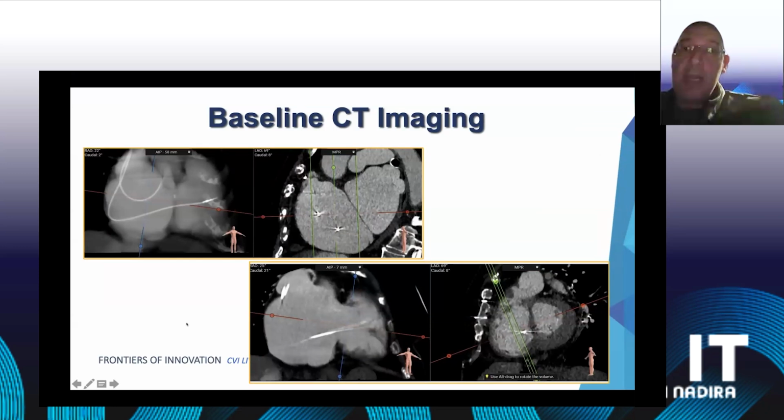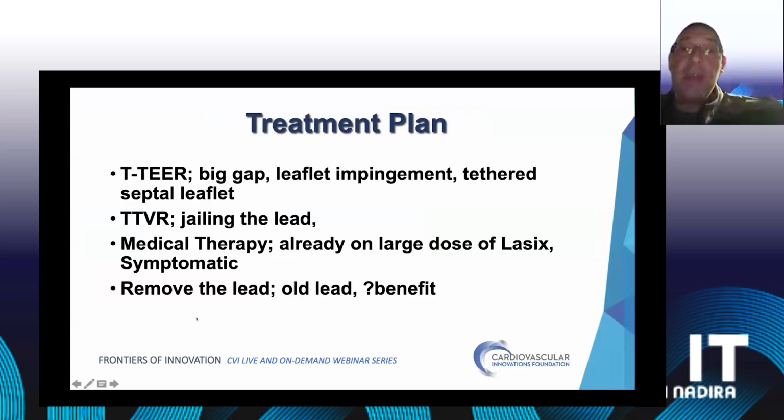And this is the lead, and I think that one thing that we focus on is how much slack is in the lead. And unlike the first case, so the first case we had the conversation, she was 80 years old, she did want an additional procedure. EP was like, yeah, if you jail the lead, if it goes bad, it goes bad. She's not using it anymore, and she doesn't want the lead out, and it's probably okay. To your point that she probably didn't need it in the first place. This one is different. She absolutely needs the lead, but it is 20 years old. So we looked at it for T-tier, huge gap, leaflet impingement, and it's just not a good option. TTVR, we mean jailing the lead. The risk of taking out the lead, we thought it was too high. Medical therapy, she's on humongous dose of Lasix.